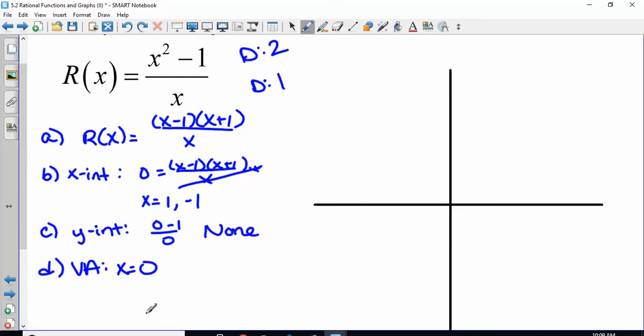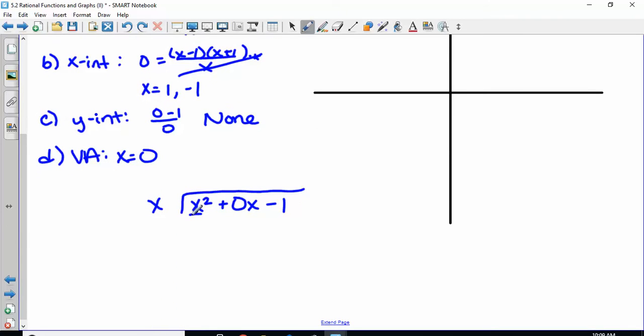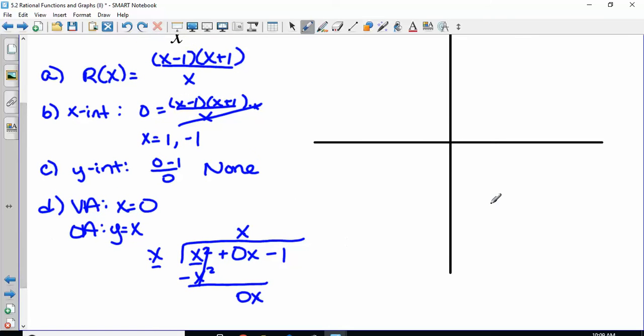How did we find it yesterday? Okay, so we're going to put the x out here. Underneath we have x squared. I'm going to put a 0x minus 1. So what's x squared divided by x? X. X times x. X squared. Then what do we do with that? Subtract that off so it cancels. And then we just have a 0x. What's 0x divided by x? 0. So do we even need that? No. So our oblique is just y equals x.